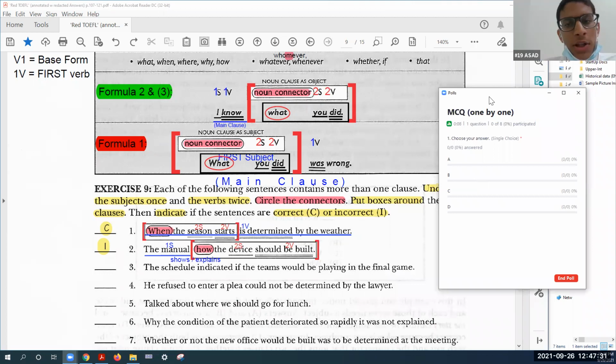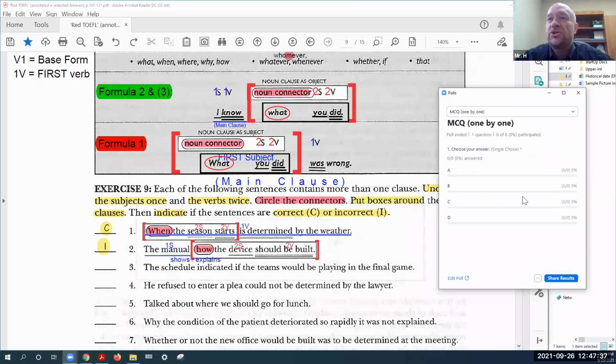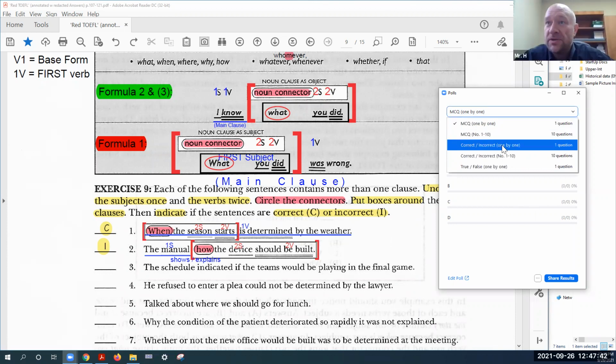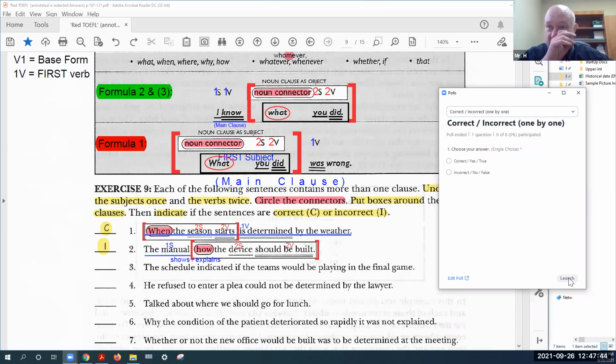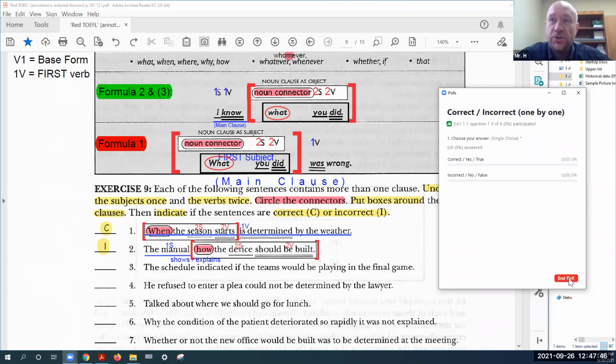Is A correct and B incorrect? Oh, you're right. Let me choose. Let me get corrected, incorrect. Let me change this. Correct. Okay, here we go. All right, try again. Everybody choose C or I. What do you think? Quickly, guys.